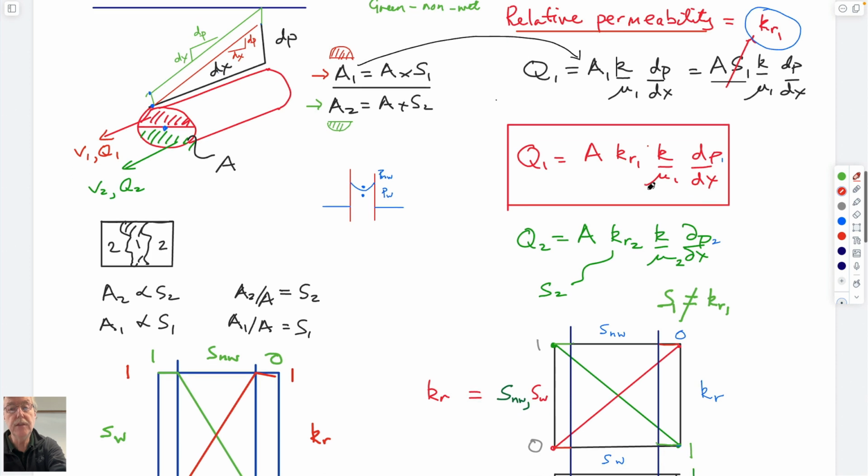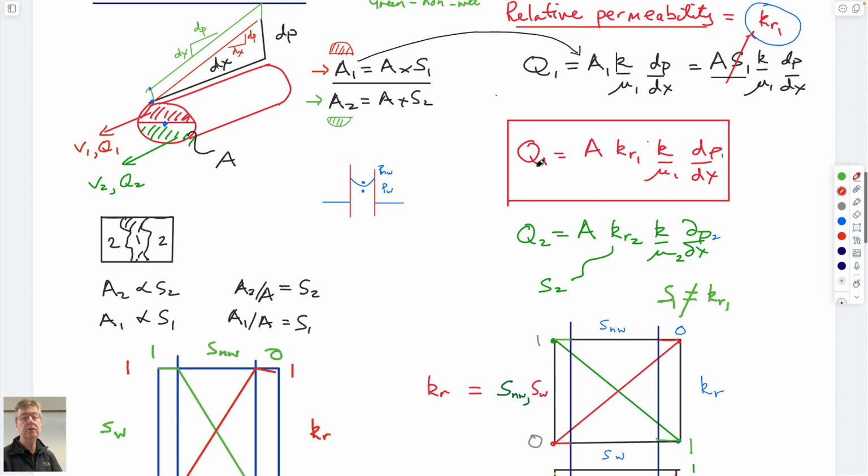And so what we have is an expression that says the total area of the core times this relative permeability to fluid 1, times the permeability of the core, which doesn't care what fluid is saturating it. It's a function only of the porous medium, the viscosity of the red fluid, and the pressure gradient that drives it. So that's the amount of the red fluid that's coming out as we apply this pressure to it.